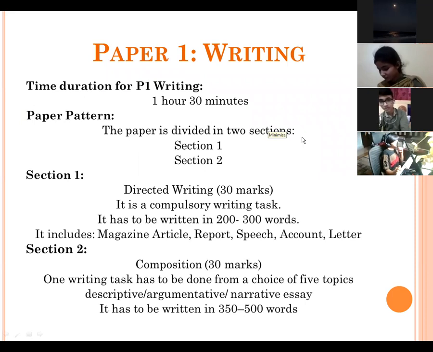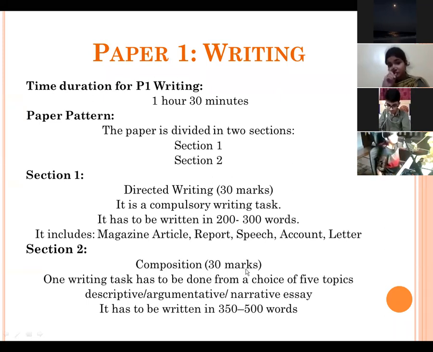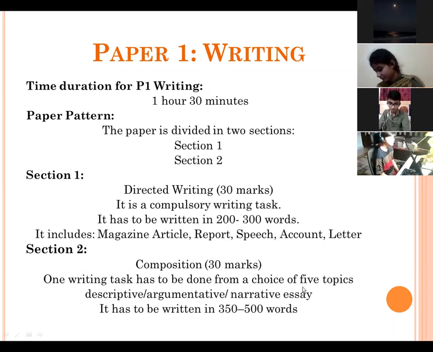Okay. Section number 2 is about composition, right? It's creative writing. It is again going to be of 30 marks. So these 30 marks you have to work really hard for. You will be given 5 topics in this section number 2 of composition. And these 5 topics would be about either descriptive, argumentative, or narrative essay writing. So you will be given 5 topics from these and you have to pick any one and write on that. So we are going to work on descriptive writing, argumentative writing, and narrative writing.